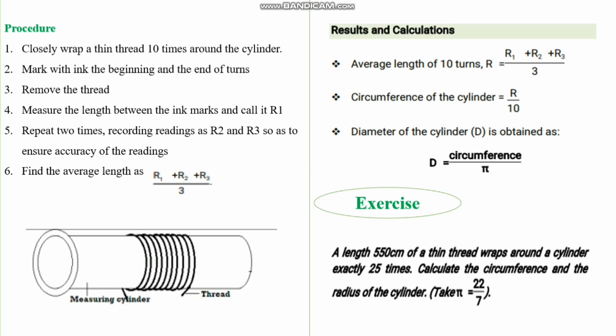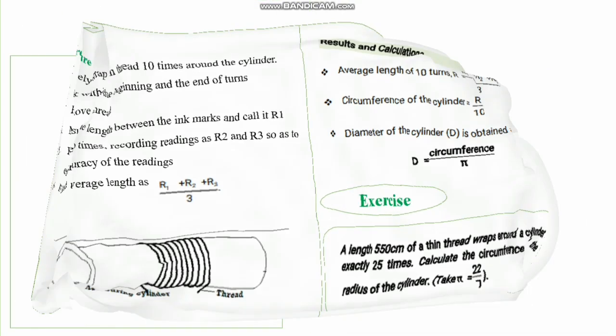Also, to calculate the diameter, we rearrange the equation of circumference, which is equal to pi d. We rearrange it, and the diameter is equal to circumference divided by pi. So the circumference is the value you get of 1 turn, which is 550 divided by 25, then divided by pi. So this will give you the diameter. The radius is a half multiplied by the diameter of the cylinder.